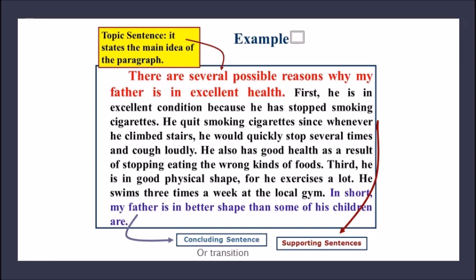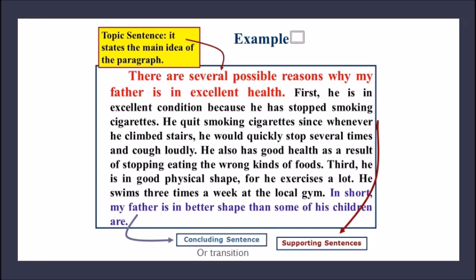So let's look at an example of a good body paragraph. And in red, you'll notice the topic sentence. There are several possible reasons why my father is in excellent health. Now we're going to get into the research, the facts, the supporting detail. It's not just our ideas that are backing up our topic sentence. It's data, it's specifics.